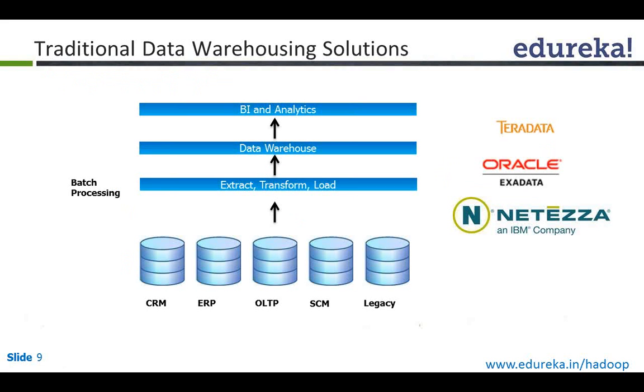So let's quickly jump on to how traditional data warehousing solutions are built around in the enterprise world. Traditional enterprise data warehousing is built on top of relational databases, right? It is used to aggregate all the data from different sources like CRM, ERP, OLTP applications, SCM, or any legacy platforms. From all these data sources, the first step is to instrument them and aggregate the data using some sort of ETL tool.